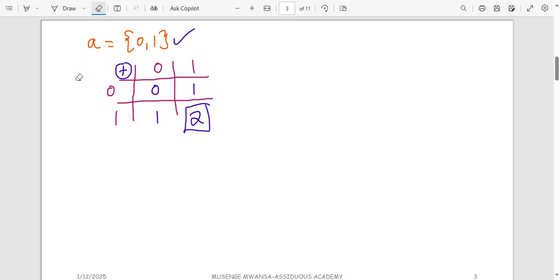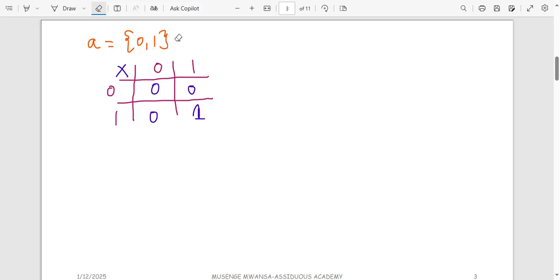Let's work out another one. Let's say I want to find out if multiplication is a binary operation on this set A. So what you simply do is put your terms there. 0 times 0 is 0. 0 times 1 is 0. 0 times 1 is 0. 1 times 1 is 1. So you can see all the results which are put in blue are part of the set A. That tells us that the operation times is a binary operation on the set A.